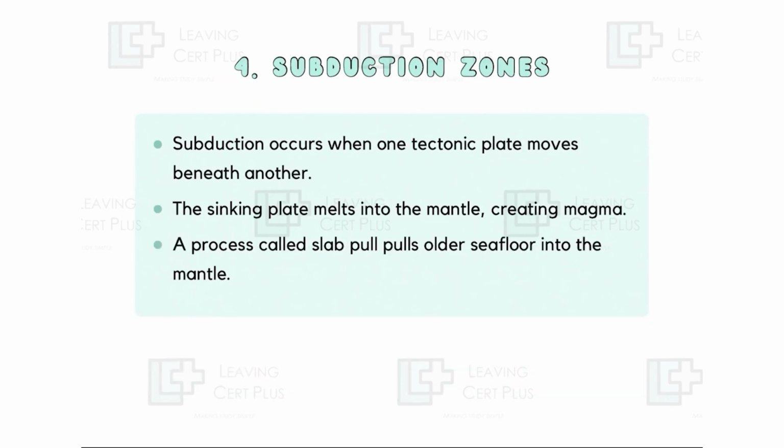Lastly, we're going to have a look at your subduction zones, and these occur when one tectonic plate moves beneath another. So the sinking plate melts into the mantle. This creates and adds material to the mantle, the magma content. The process is called slab pull. This pulls old seafloor into your mantle.